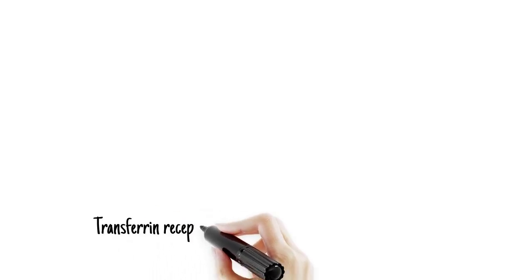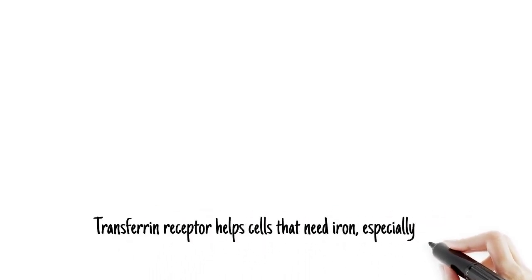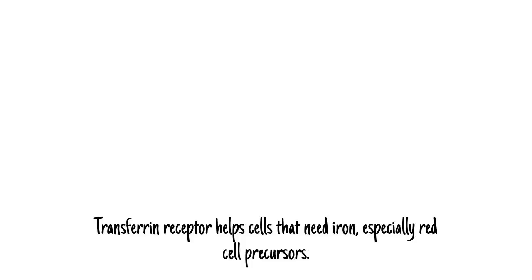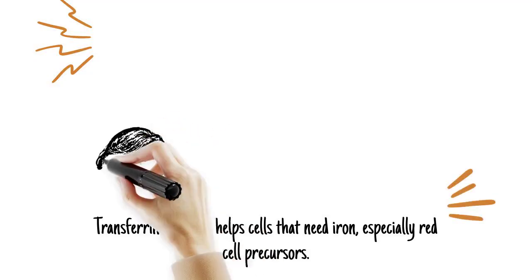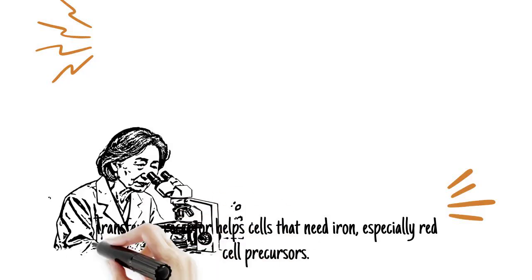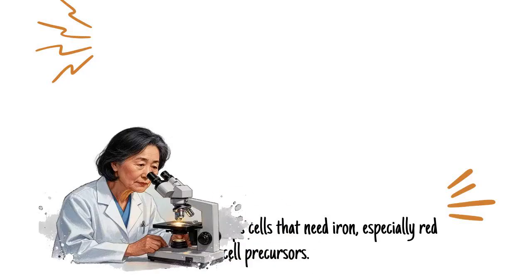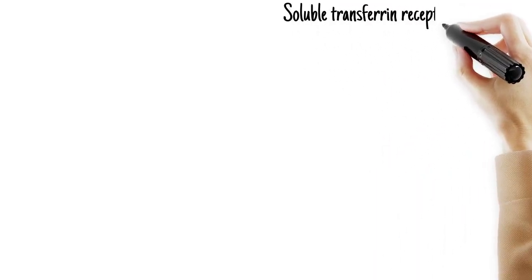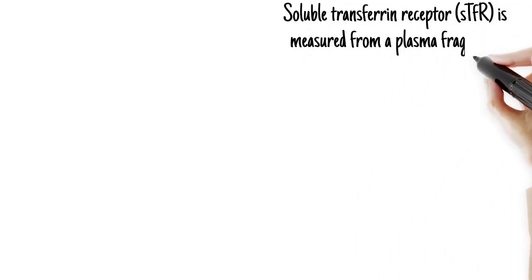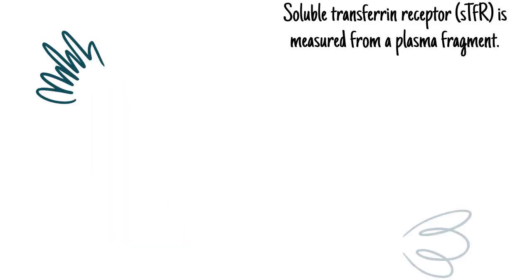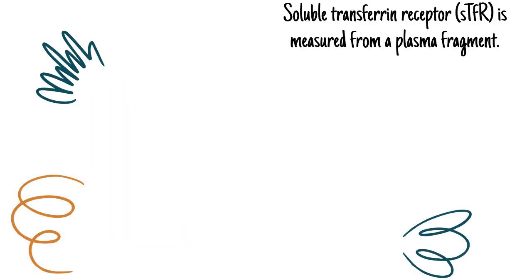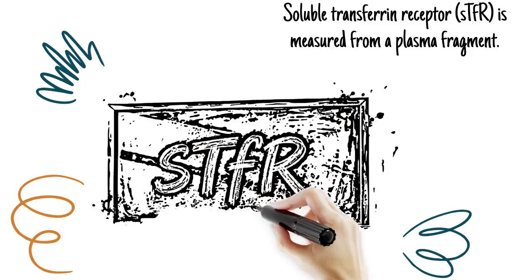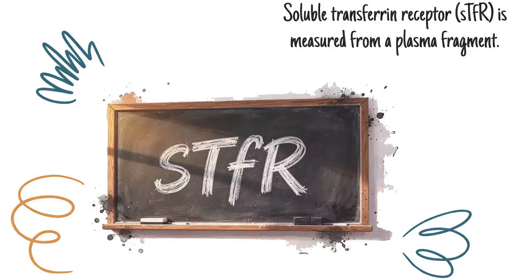The transferrin receptor is a transmembrane protein expressed on cells that need iron, with by far the highest density on erythroid precursors in the bone marrow. When a cell is iron-starved, it upregulates transferrin receptor expression to try to capture more iron from circulating transferrin. A small portion of the membrane-bound receptor is continuously cleaved and released into the plasma as a soluble fragment, and this fragment is what we measure as soluble transferrin receptor, or STFR.